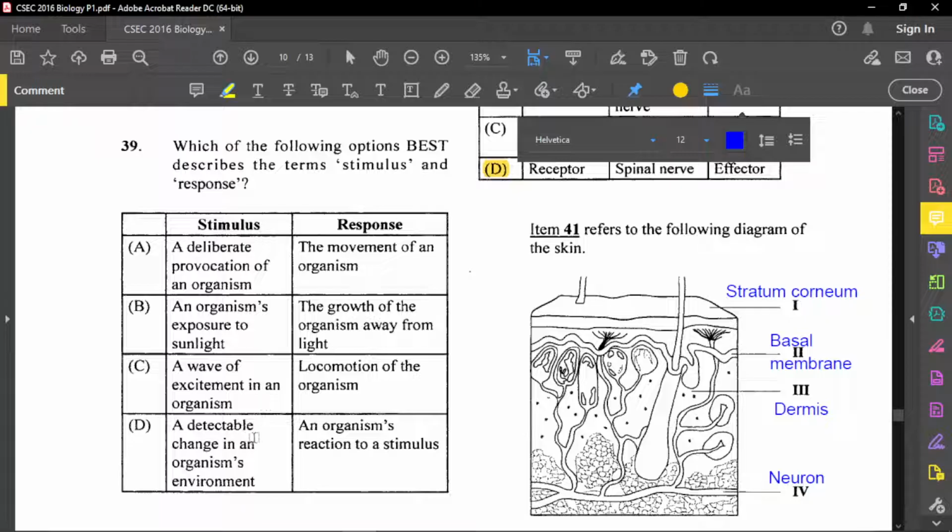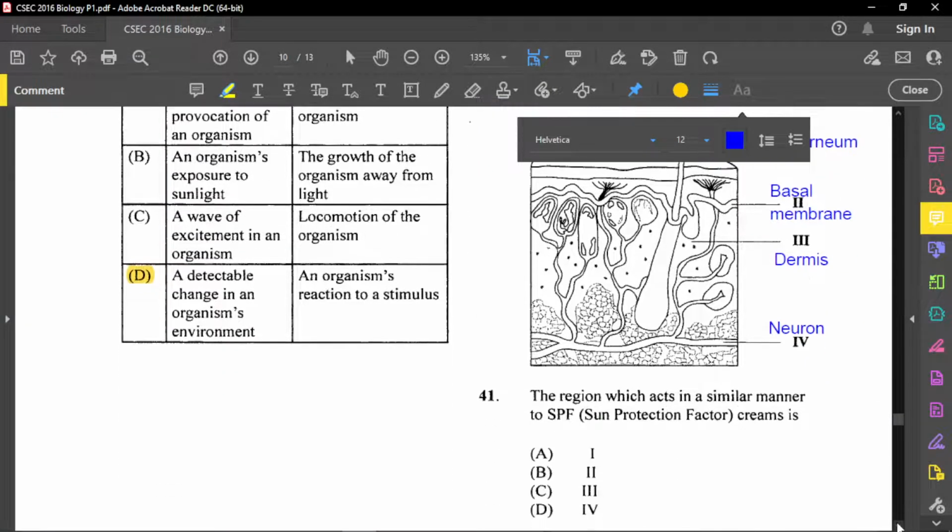Oh, as a matter of fact, D is actually saying it. There's a detectable change in the organism's environment. So any detectable change in the environment. We did this question before, of course we did. And so the stimulus is anything that can be detected in the environment or any change, such as change of temperature, change of light intensity, change of pressure. They're all stimuli. And our organism's reaction to the stimulus is a response. So definitely D is the best option right here. Some of these answers are really close though.